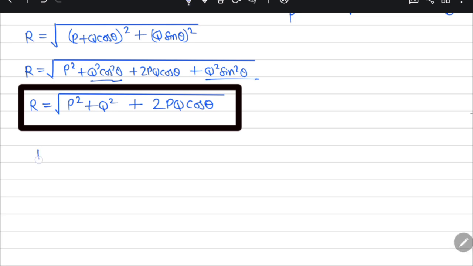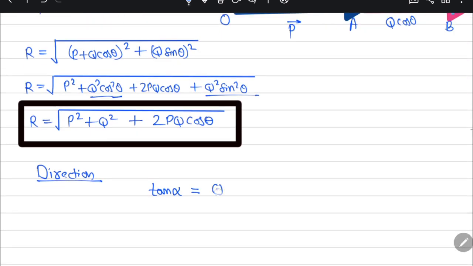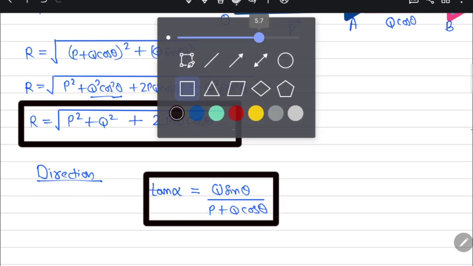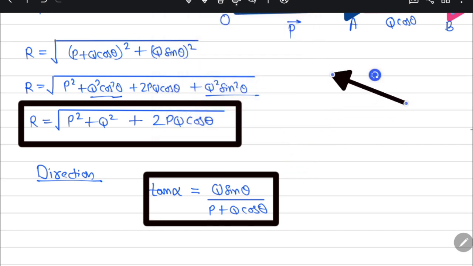And the direction we can find by finding the angle. So can I apply tan alpha is equal to Q sin theta upon P plus Q cos theta. So final conclusion, what I wanted to tell you, this you can remember, this whole derivation is not required, but the important thing is you understand this concept.